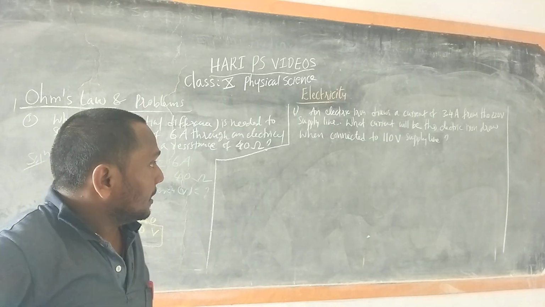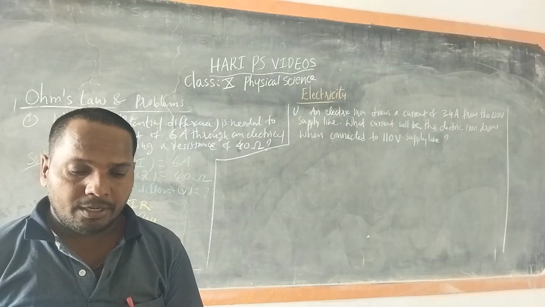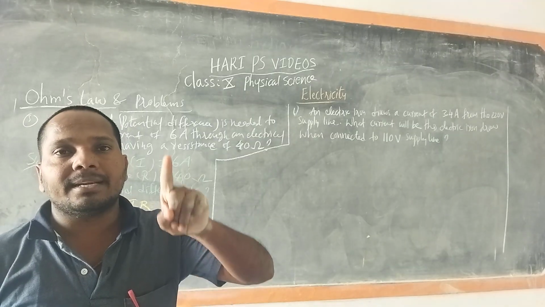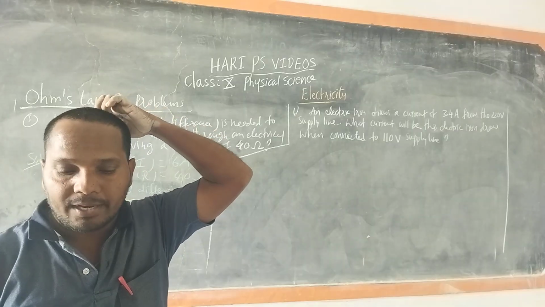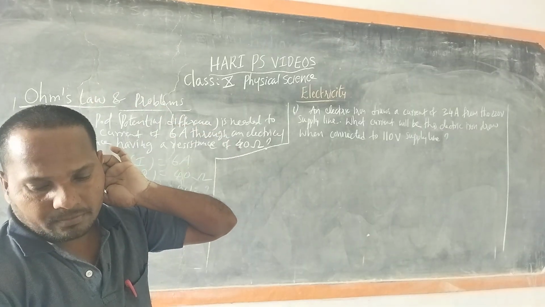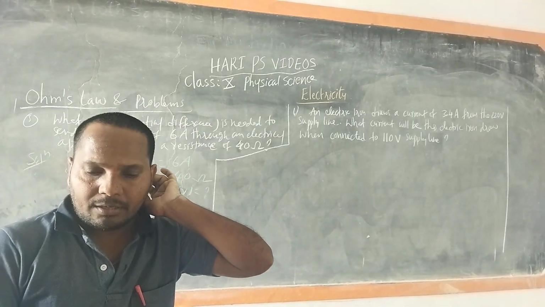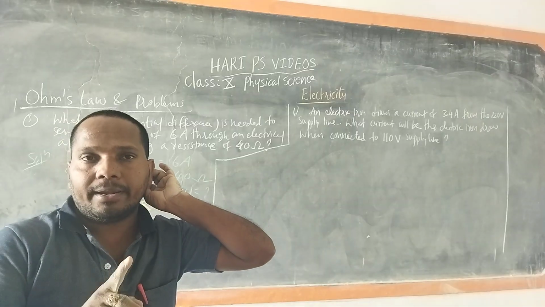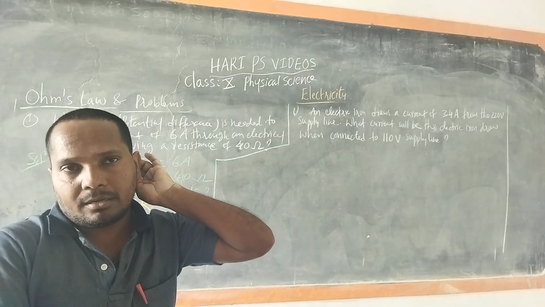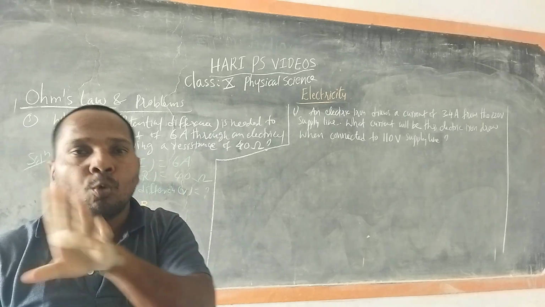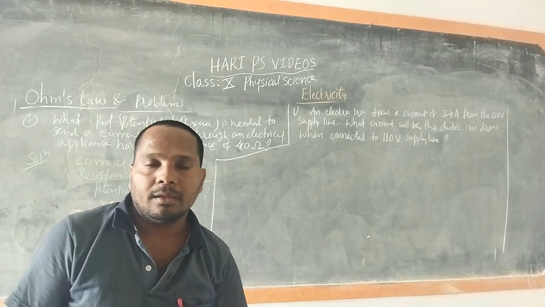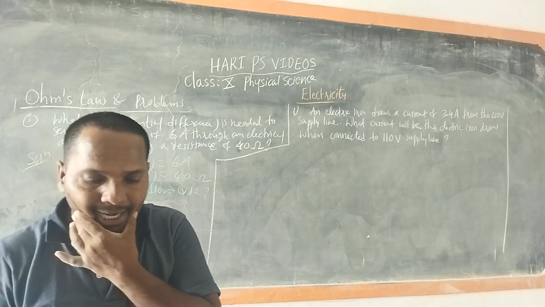So in this problem, first we need to calculate the resistance of the electric iron. Then after that we need to find the current drawn by the electric iron from the 110 volt supply line.